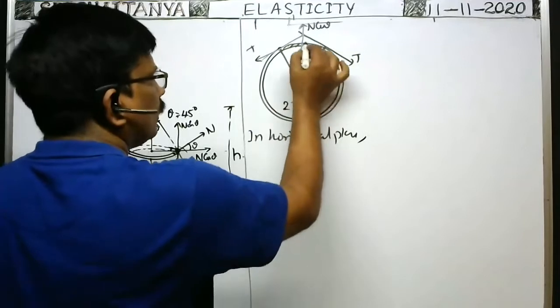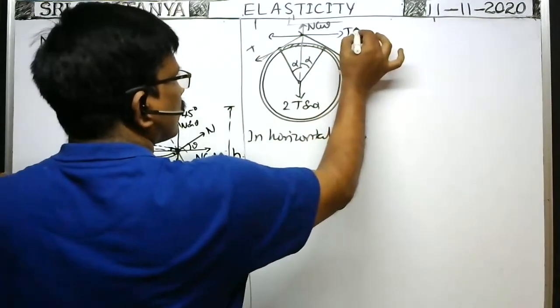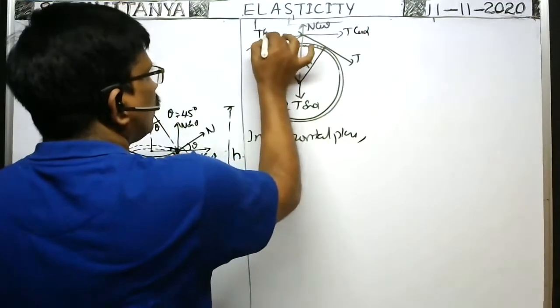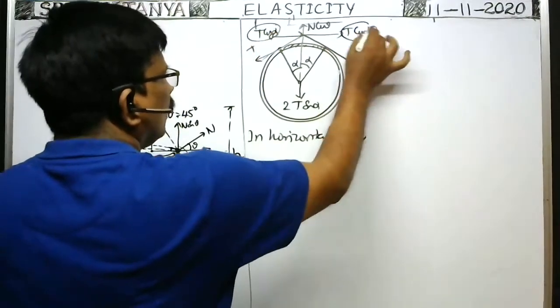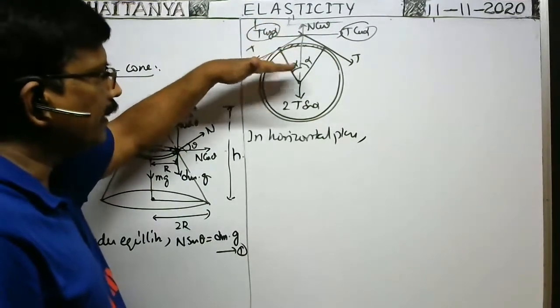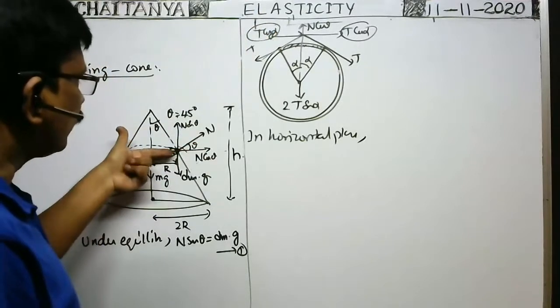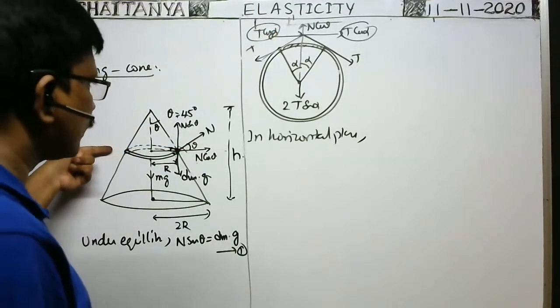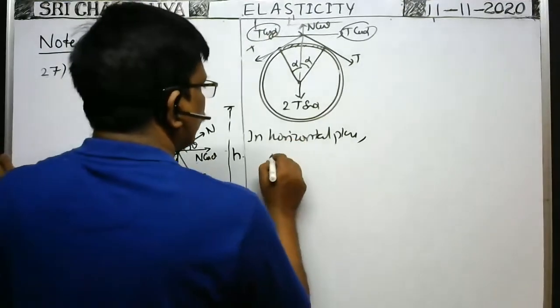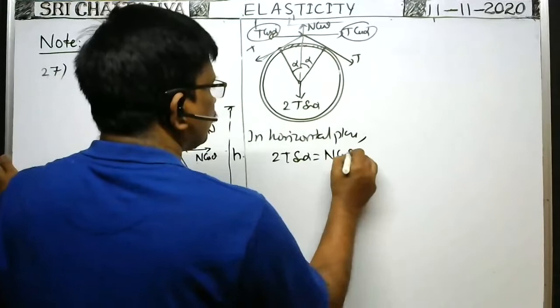So totally 2T sin alpha. And their components along the horizontal directions are T cos alpha, T cos alpha. These two will cancel. Only on this element, in the horizontal plane, N cos theta acts away from the center in this direction, and the tension component 2T sin alpha acts in this direction. Under equilibrium, both are equal. That's why 2T sin alpha is equal to N cos theta.